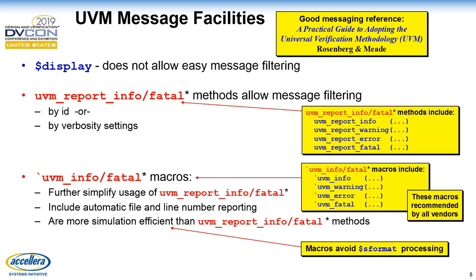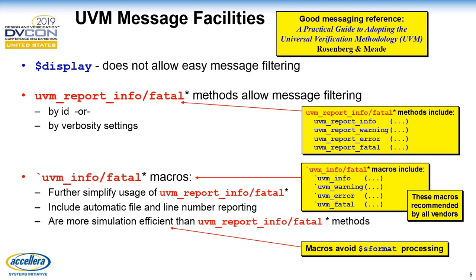The $display command does not allow for easy message filtering. Most of us who have used display in test benches know about the ifdef debug that you put around your display messages. So you recompile when you want to see a message, and you recompile when you want to turn it back off. The UVM report info, warning, error, and fatal methods allow message filtering. And so again, these are the methods, not the macros. You can filter by their ID. You can filter by their verbosity setting as well.